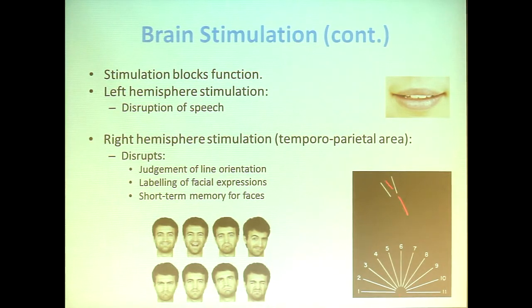Now, I don't know if you know about the judgment of line orientation tests. You get different variations of it, but basically you get a picture of lines that are numbered and at different angles, and you'll get sample lines, and people are asked which numbers of these lines correspond to those lines, looking at the angles. So that's a judgment of line orientation test. People going through this test who were being stimulated on the right hemisphere were blocked in their ability to work that out. It also blocked the labeling of facial expressions and the short-term memory for faces. So we know the right hemisphere has a great propensity for identifying faces and trying to understand faces.